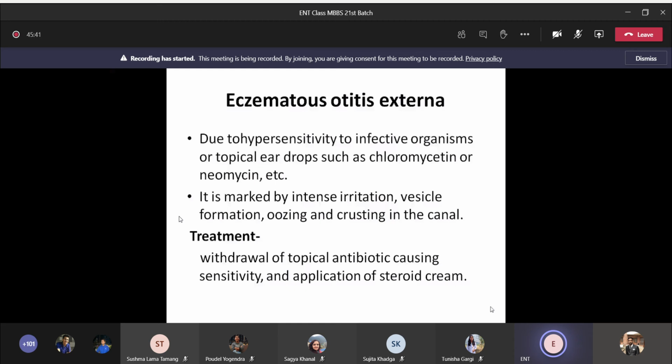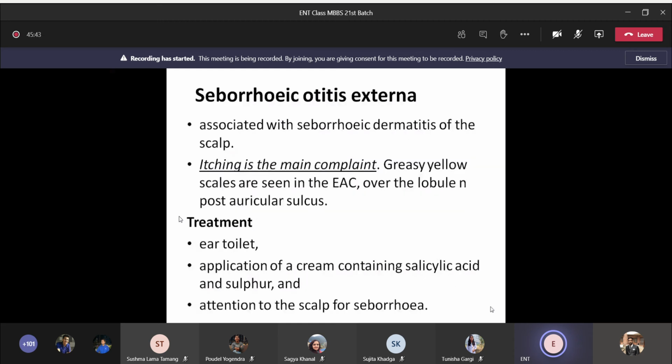Seborrheic otitis externa. It is associated with seborrheic dermatitis of the scalp. Okay. Itching is the main complaint. There will be greasy yellow scales in the external auditory canal over the lobule and post-auricular sulcus. So treatment is ear toilet, application of a cream containing salicylic acid and sulfur, and attention to the scalp for seborrhea.